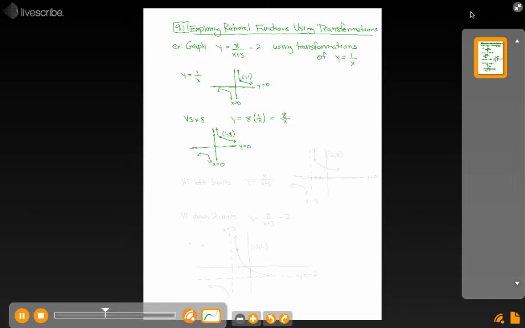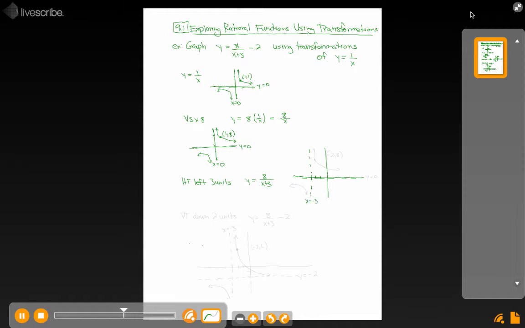Now, if I'm going to do the next one, I'm going to do a horizontal translation left 3 units, because my equation then becomes y equals 8 over x plus 3. Change x to x plus 3, move left 3 units. So the graph for that one, maybe I'll put it over here so I don't start to run out of space. The vertical asymptote 1, 2, 3 units to the left. 1, 2, 3. So x equals negative 3.